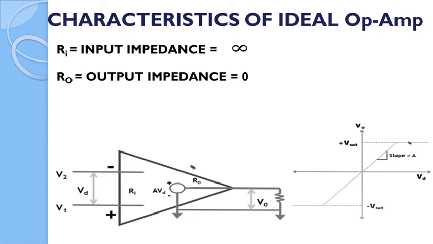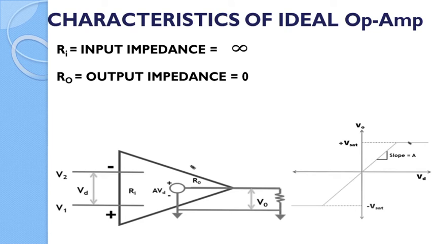Since its impedance is 0, the R naught will act as a short circuit, so there is no resistance here. Whatever voltage is obtained across this voltage source will directly appear at the output terminal, across the load resistance, without any loss.